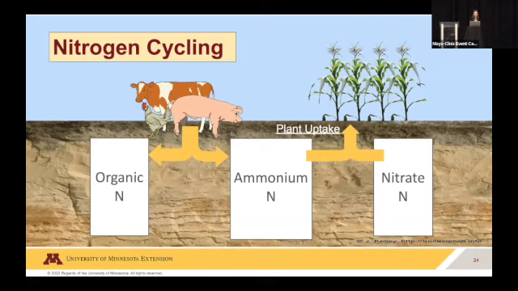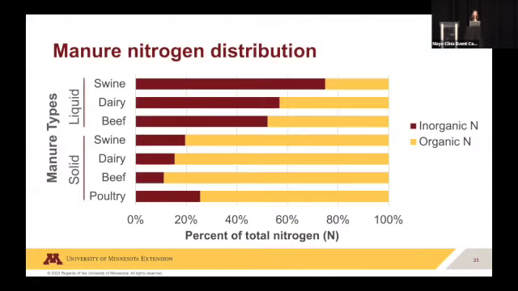Here we have our manure nitrogen distribution. We have different manure types, solid versus liquid. And then from the top to bottom, we have our different species. So for liquids, swine, dairy, beef, and for solids, swine, dairy, beef, and poultry. The red part of the bar, or the left side, shows you the percent of inorganic nitrogen of the total nitrogen. So how much of it is in the inorganic form? The yellow bars on the right side show us the organic nitrogen portion.